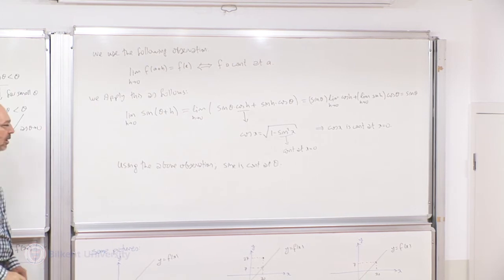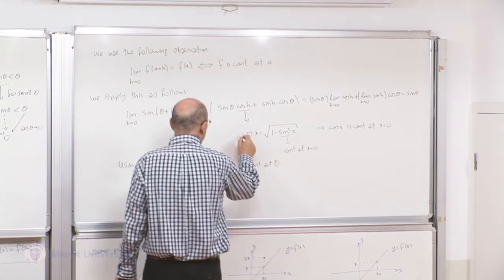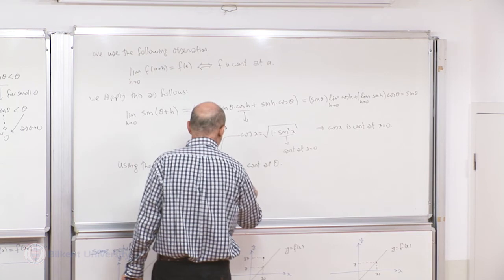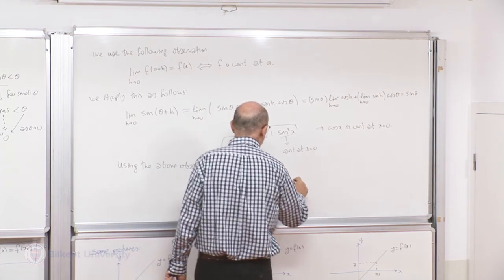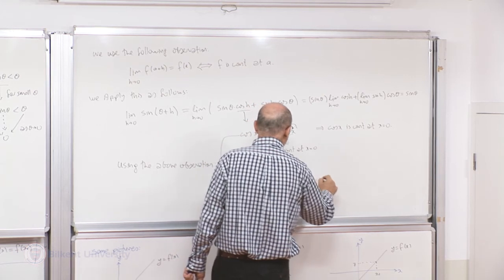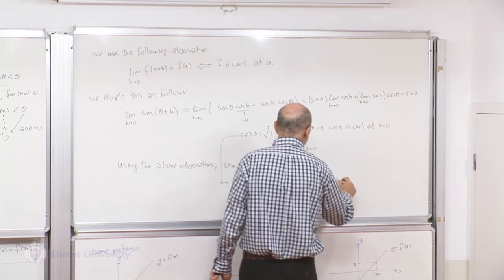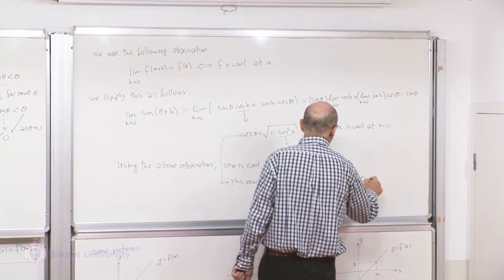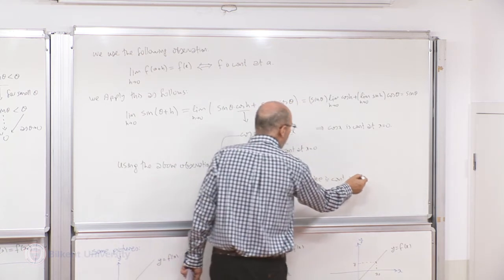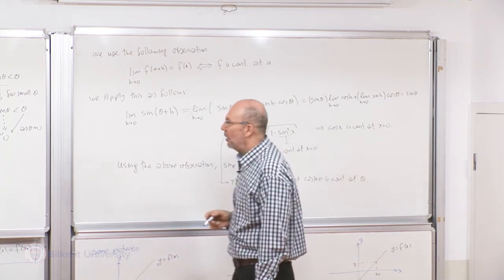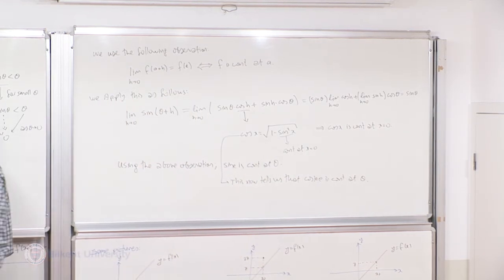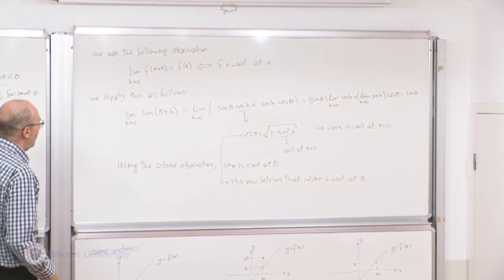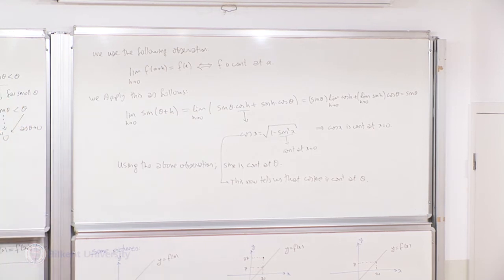Okay. Now again using this, this now tells us that cosine is continuous at theta, at any theta. You check that we started with theta, arbitrary theta. Okay, so here, what did I do? I used fixed theta. So let me do this.